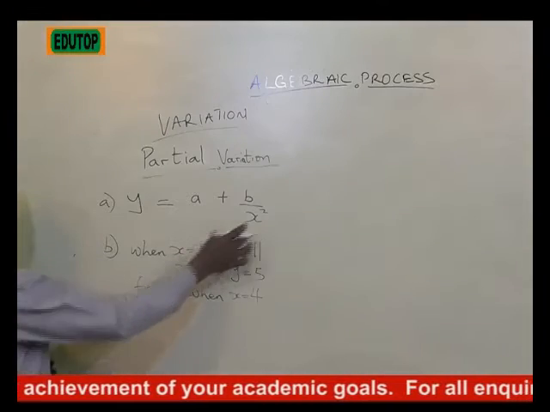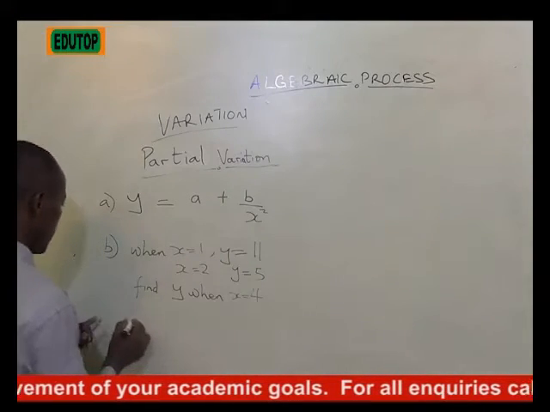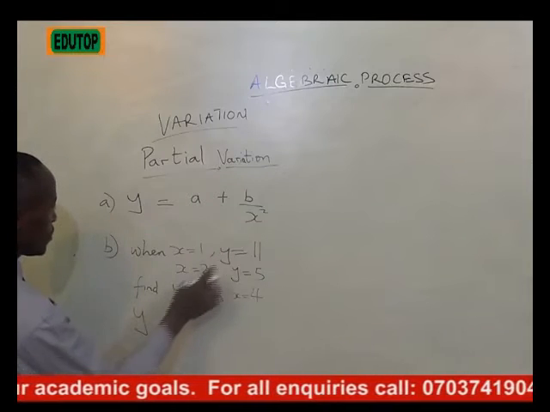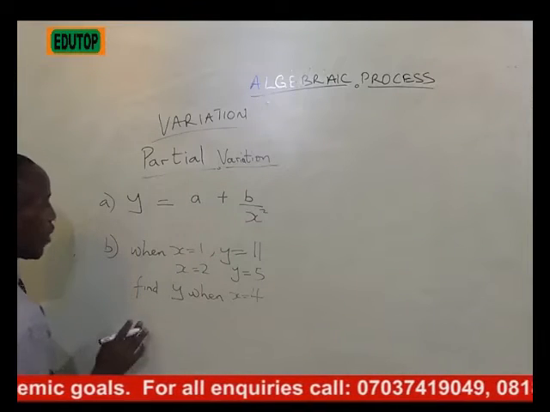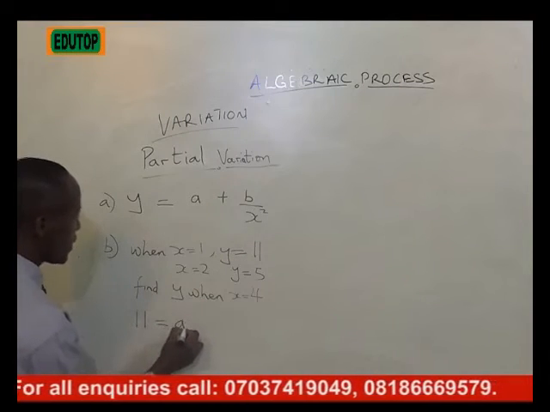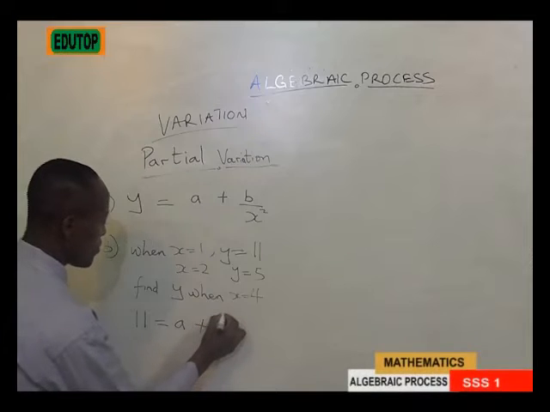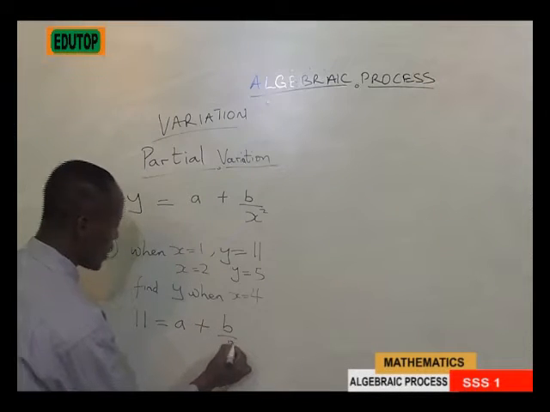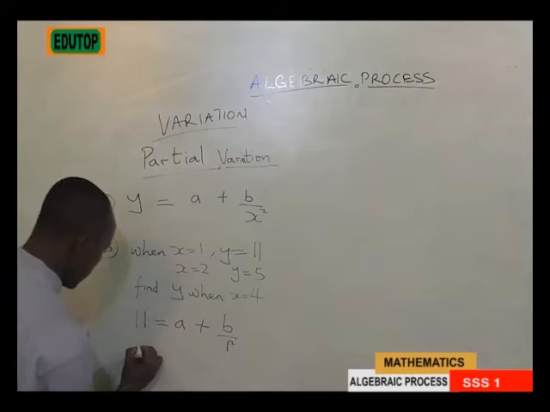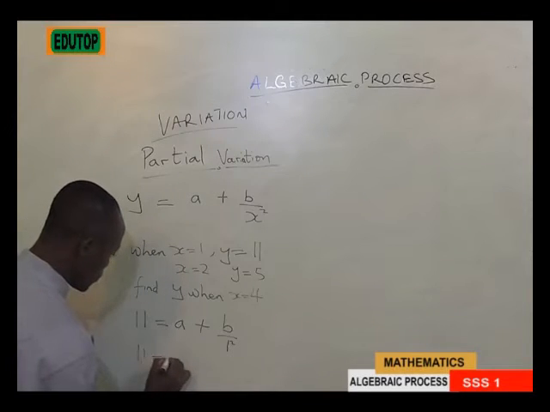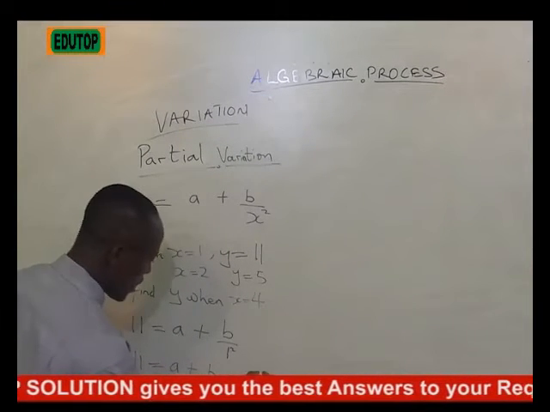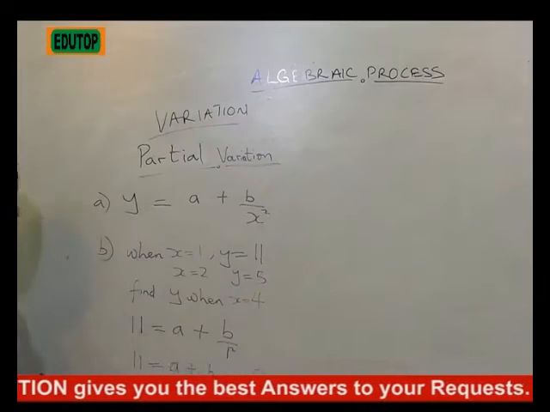We are going to plug in our values into our first expression. That will be y using these values. Our y is 11 here. 11 is equal to a plus b all over 1 squared. 1 squared is still 1. So we can conveniently say that 11 is equal to a plus b, which is our equation 1.